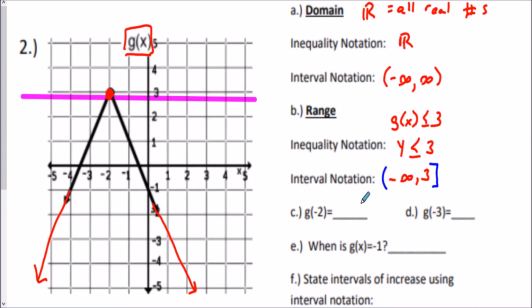Just like in problem number 1, we can find out specific points, right? Negative 2 is my input, and I can go up to 3 and see that 3 is my output. Okay, and then the same thing with the next one. If negative 3 was my input, I can see that 1 is my output.